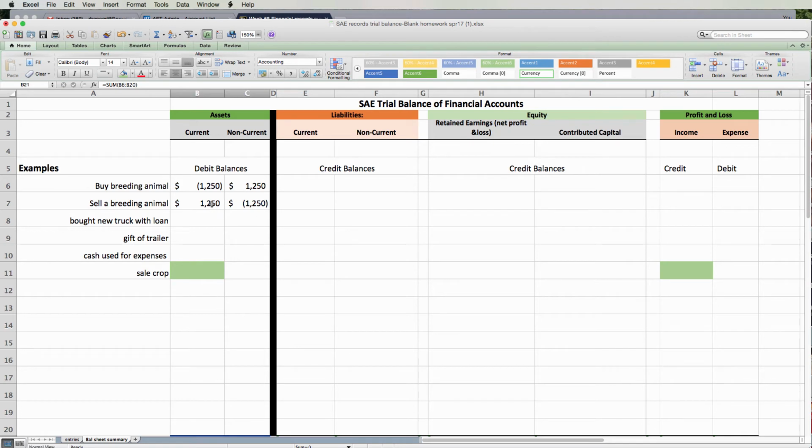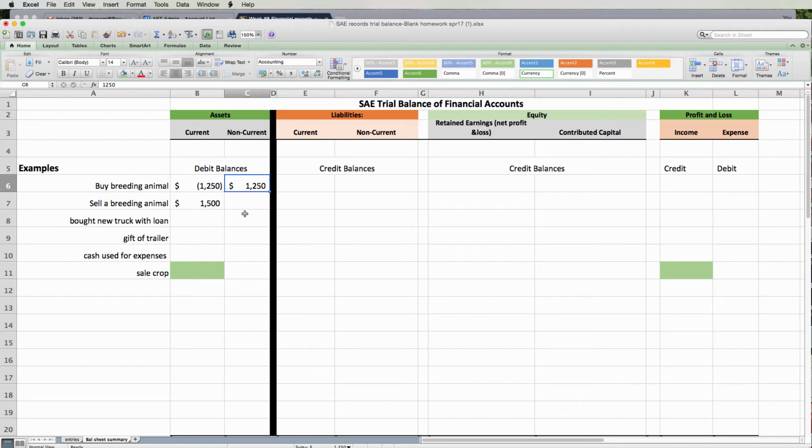Now, what if we back up? What if you sold the breeding animal for, let's say, $1,500, meaning we made $250? I'm ignoring depreciation, but let's say you made $1,500. So $1,500 goes in my bank account. That's a debit, which makes this go up by $1,500, right?